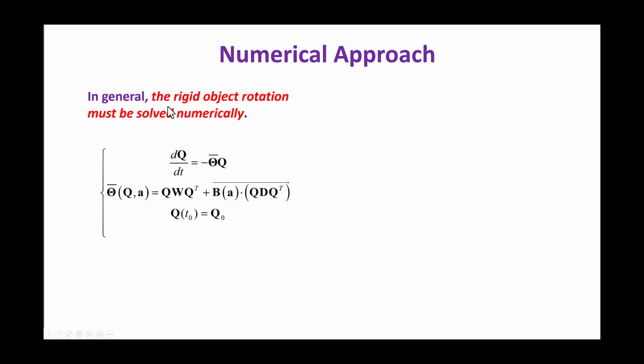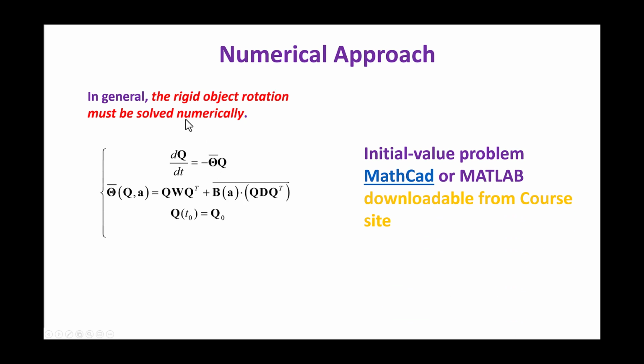In the more general situation, the rigid object rotation must be solved numerically. And the problem can be stated by this set of equations. The first equation is the differential equation for rotation. The second equation is a statement for the angular velocity based on Jeffery's result. And the third equation states the initial condition of the object. So we often say that the rotation of a rigid object is an initial value problem because it depends on the initial condition. The numerical solution has been implemented in MathCAD and MATLAB.